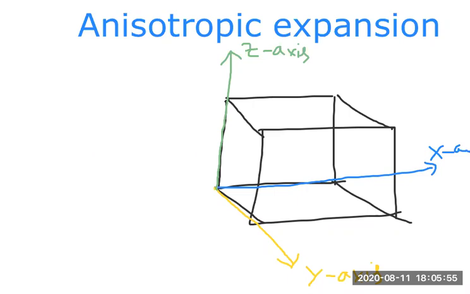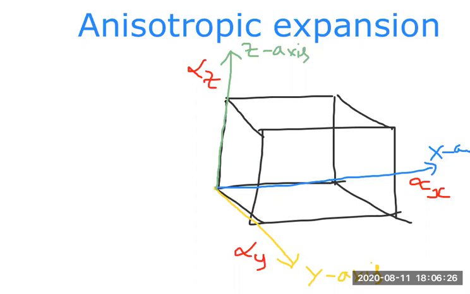But anisotropic means when temperature is increased, expansion in different directions is different. Along x axis it is alpha x, along y axis it is alpha y, and along z axis it is alpha z. That means the coefficient of linear expansion is not the same in all the directions. It is expanding in different directions in different ways, then we call it anisotropic expansion.